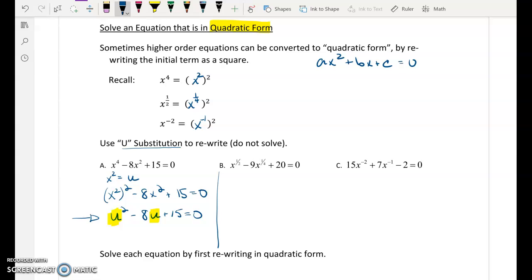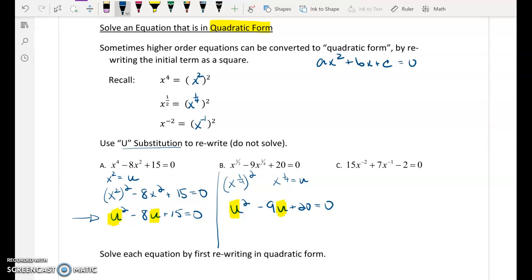Okay, let's have a look at B. Right, so remember we can rewrite from up at the top here. We said we could rewrite x to the 1/2 as x to the 1/4 squared. Okay, so we are going to make a substitution where we call x to the 1/4 u. All right, and then we can rewrite this as u squared minus 9u plus 20 equals 0. Okay, where we used to see that x to the 1/4, we're replacing it with u.